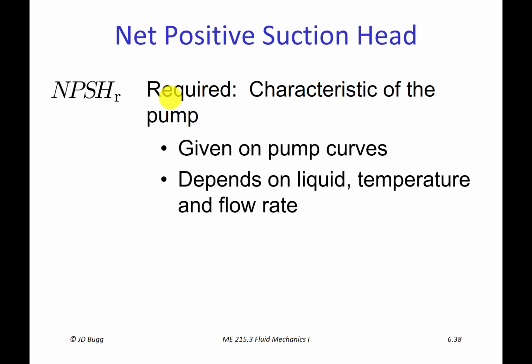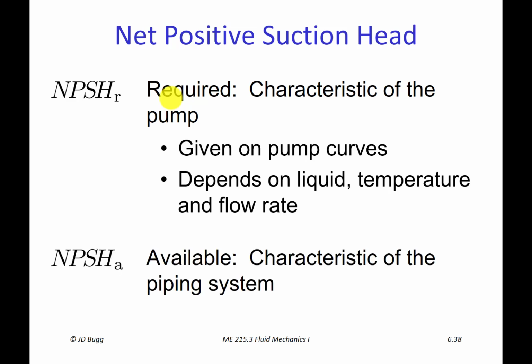So it's given on pump curves, and we will see that information when we look at more sophisticated pump curves later on. And it depends on what liquid is being pumped, what temperature that liquid is at, and what the flow rate through the pump is. So it's shown on pump curves because the pump curve is pressure as a function of flow, and so this can be shown quite nicely on there as well. NPSH available is actually a characteristic of the piping system. So for a particular piping system configured in a particular way, how much positive suction head does it provide to the pump at the inlet? So NPSHR and NPSHA, one a characteristic of the pump, the other a characteristic of the piping system. And we're going to look at both of these.